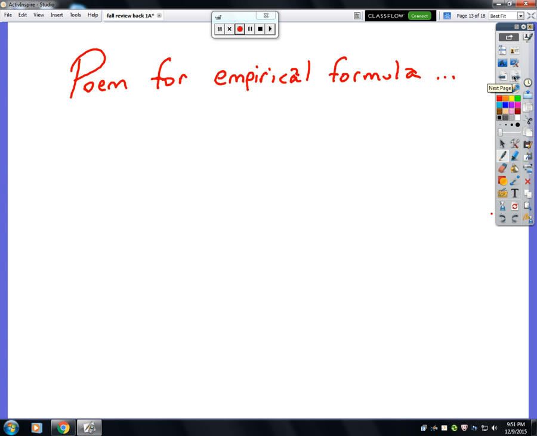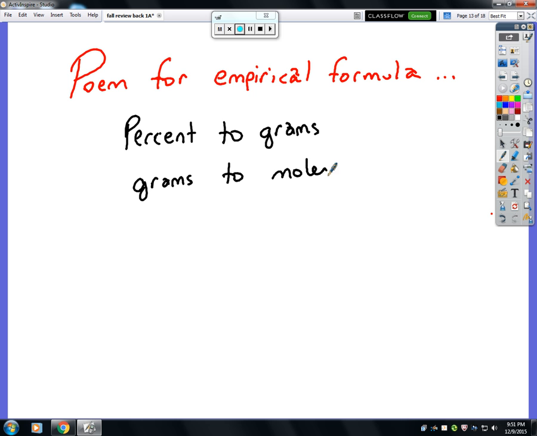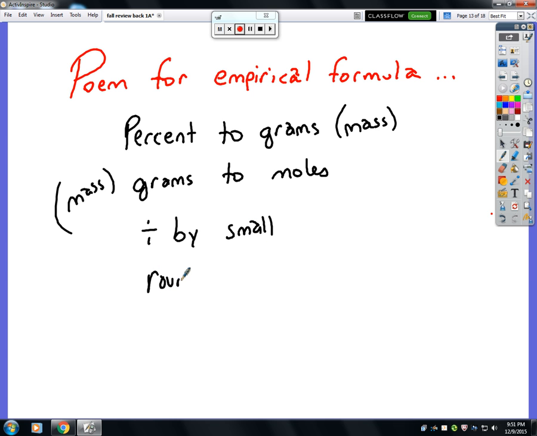What's the poem for the empirical formula? Percent. We should make up a song for this. To grams, although some of you learn percent to mass. Grams or mass to moles. Okay, I'll write that down because some of you did memorize it that way. Divide by small and round till whole.